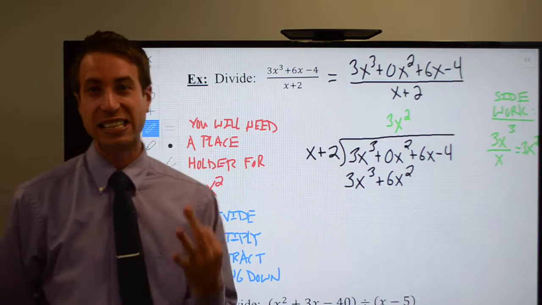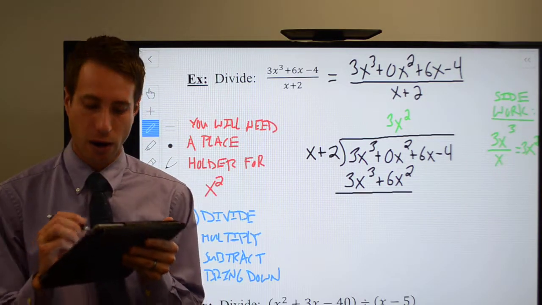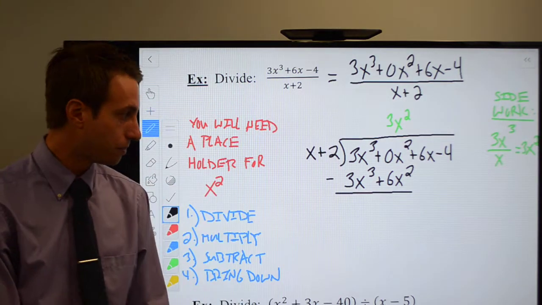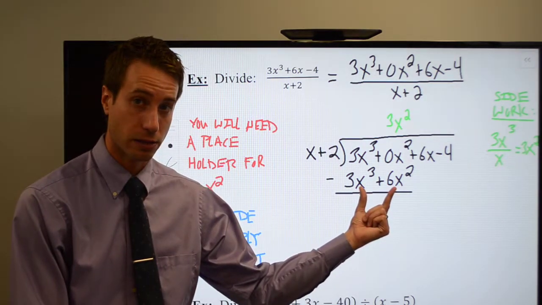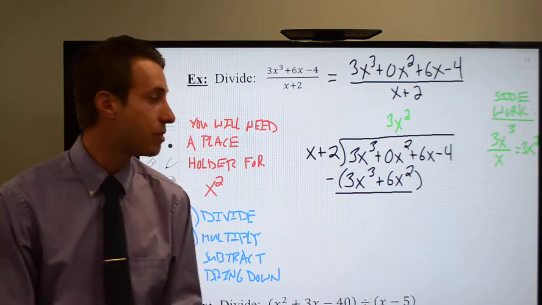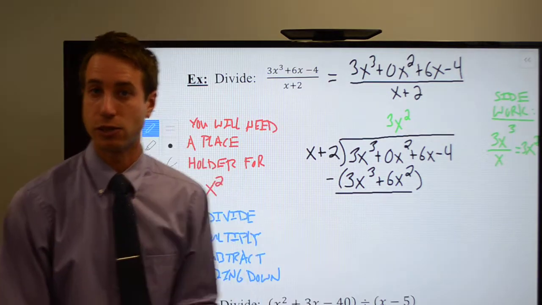Step number 3 is subtract. So we're going to go ahead and put our little subtraction bar under there. I'm going to put my subtraction sign out front, but you need to be careful. I have 2 terms here. You're going to need parentheses because you'll have to distribute that minus sign through the parentheses. Don't forget to distribute the minus sign.